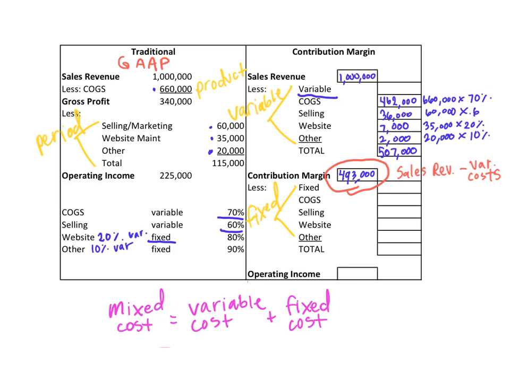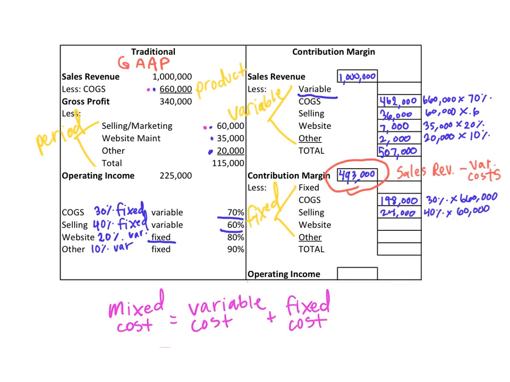Let's start with cost of goods sold. We know that 70% is variable. That means the remaining 30% must be fixed. So we will simply take 30% of $660,000 to calculate fixed cost of goods sold at $198,000. Now let's look at selling. We know that selling is 60% variable. Therefore, the remaining 40% must be fixed. We'll take that 40% times $60,000 to come up with fixed selling expense of $24,000.